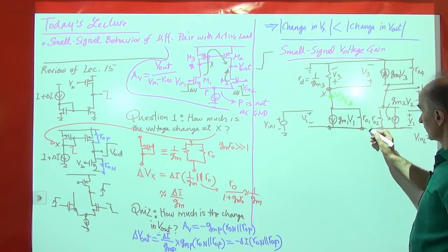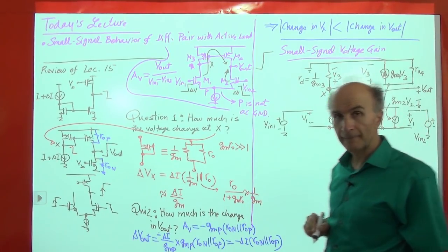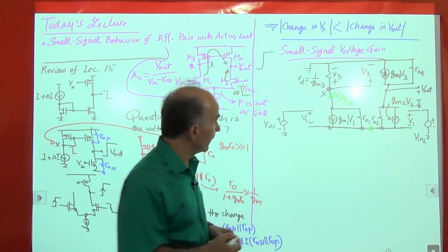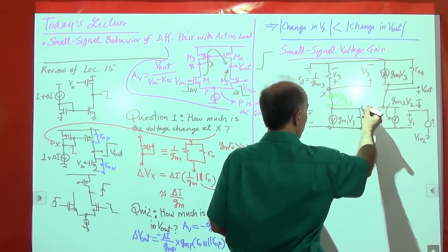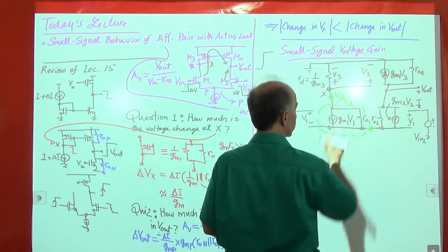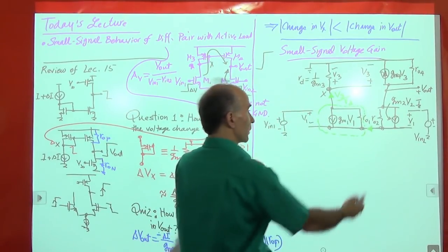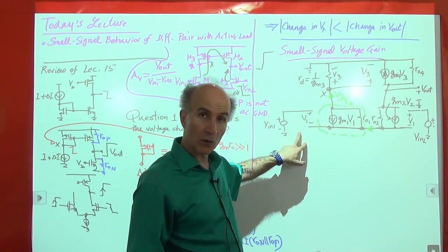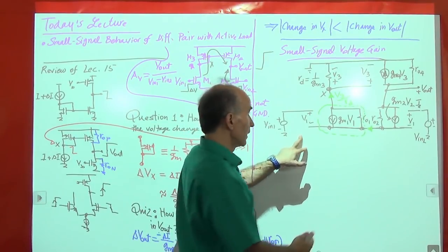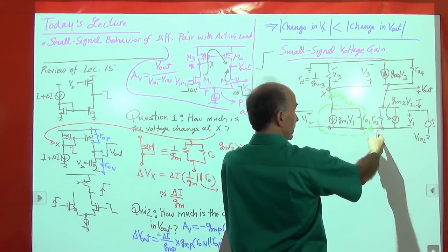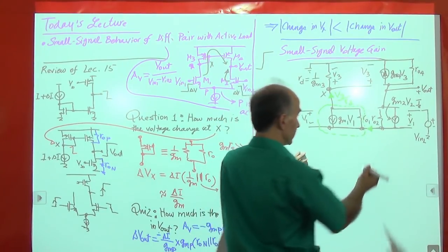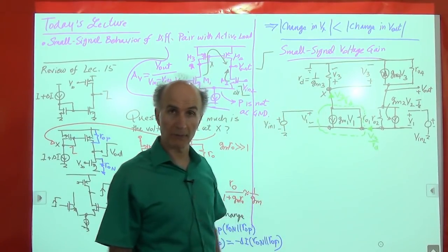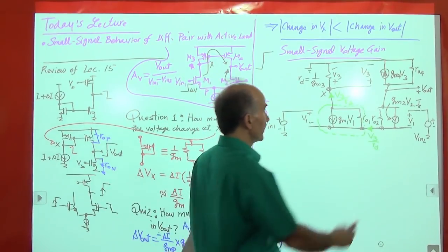How about this current? Can we say anything about this current here? That current is the same as that V3 over RD. Why? Well, if you think of this as some sort of box, you see that this box has only one wire going in and one wire coming out. There's nothing else. There's no current this way, right? So electrons cannot disappear. We have conservation of charge. So if the current coming out is V3 over RD, the current going in also has to be V3 over RD. That's interesting, right?